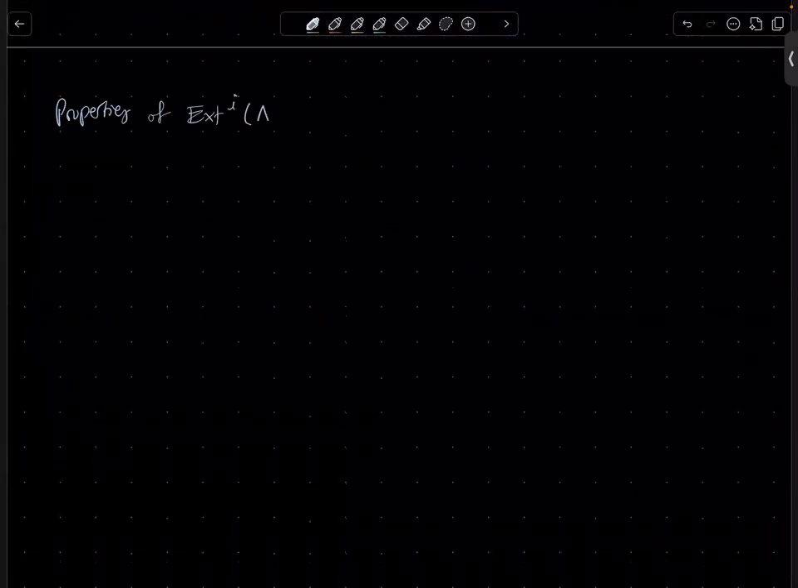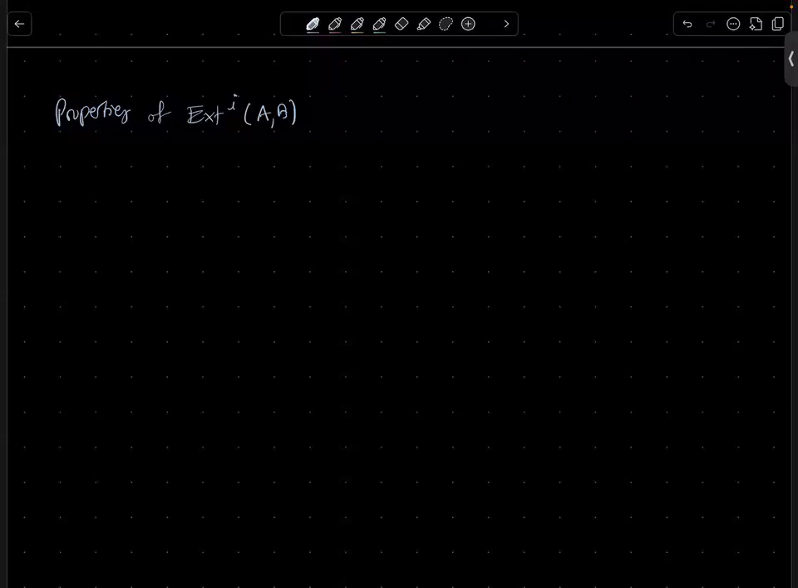Ext^i(A, B). So you may wonder if this process is functorial. It is. In both components, it is functorial. It's very nice. So functorial in both components. What else?